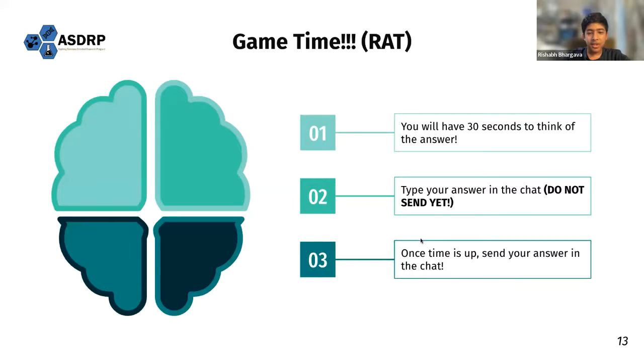For this test, if you've come up with your answer, just type that answer in the chat, but don't send it. If you send it, everyone's going to see the answer and essentially ruin the test. So once I tell you guys the time is up, you can all send your answers in the chat and we'll try to see how many right answers people can get.